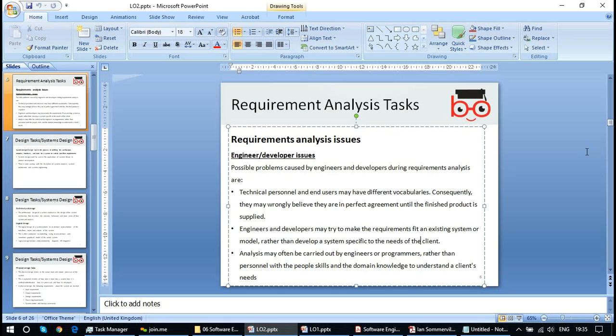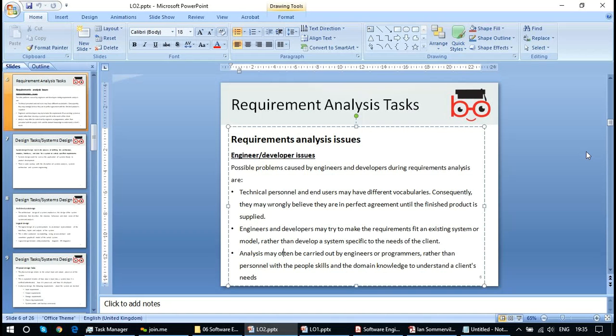Analysis may often be carried out by engineers or programmers rather than personnel with the people skill and domain knowledge to understand the client's needs. So basically, it is saying, do you understand what this means? Kind of. Yeah, can you explain?